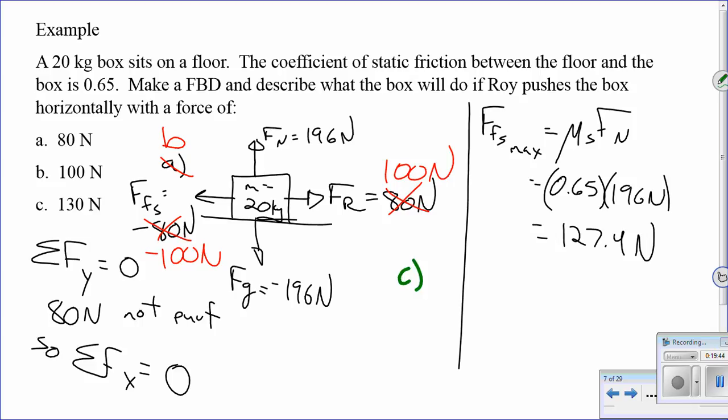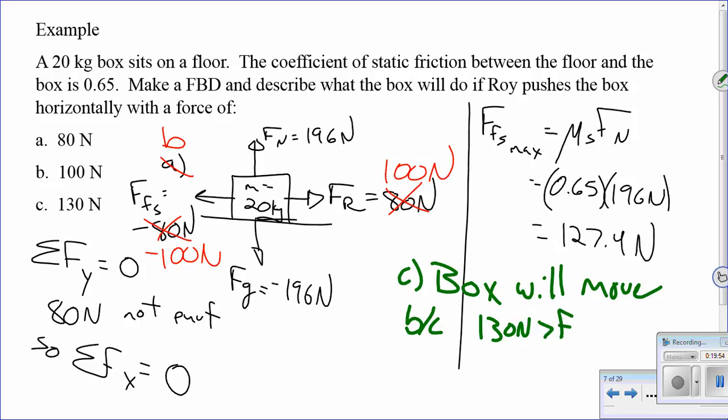So C, the box will move because 130 newtons is bigger than my force of static friction max. It's bigger than the 127. So since it's moving, what do you think we're going to need to do? Kinetic friction. Use the kinetic friction, right? So in a minute, we're going to come back, we're going to revisit this example, and I'm going to give you a coefficient of kinetic friction, and then we'll solve the rest of it, okay?